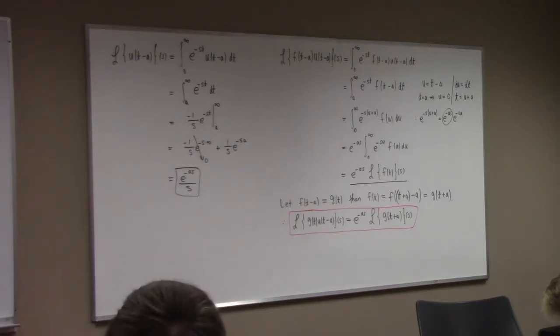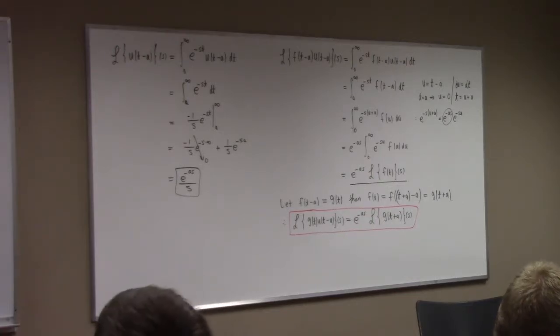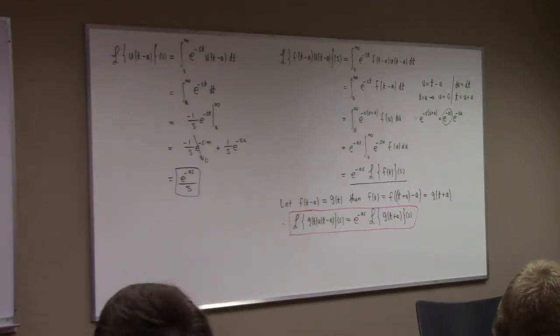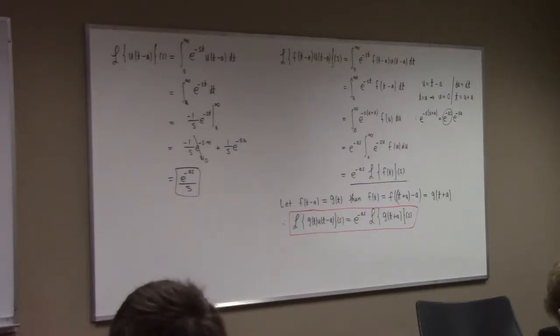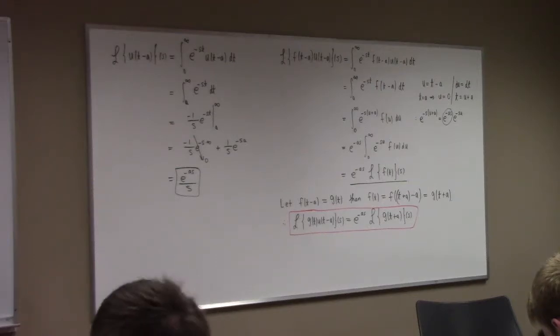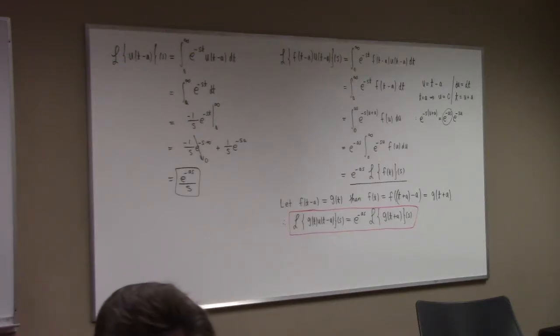So let's write it in a slightly different notation. This is really big F. So what this implies is that the inverse Laplace transform of e to the minus as times big F of s is equal to, at time t, f of t minus a times u of t minus a.